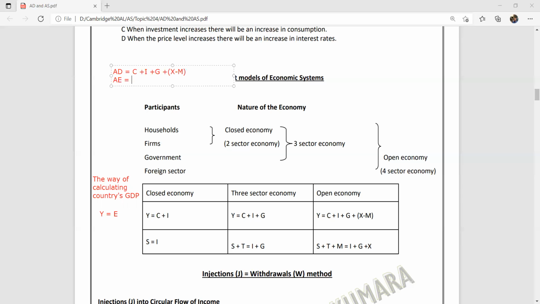You can remember under microeconomics, a producer's revenue is equivalent to a consumer's expenditure. As usual, demand means, on the other hand, total expenditure. Expenditure is the same: C, I, G, X minus M. Therefore, E means aggregate expenditure.